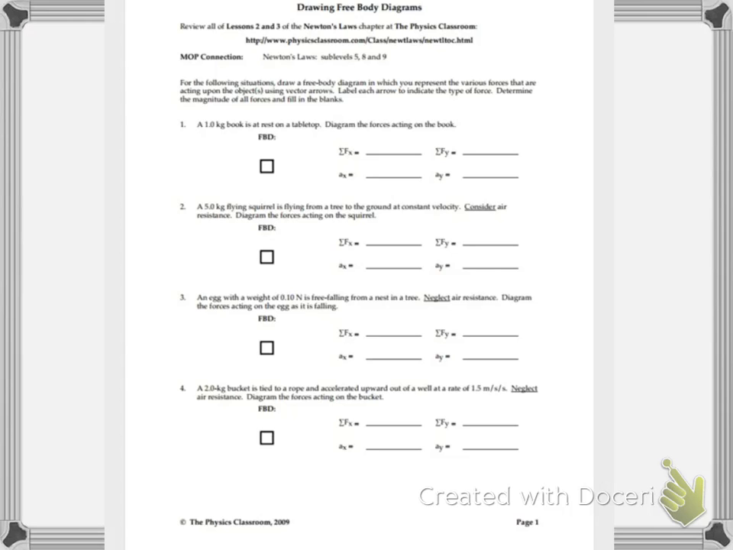Practicing with Newton's second law. To start, I'm going to write two equations up at the top. We have the sum of the forces equals mass times acceleration. I'm also going to write my force due to gravity equals mass times the gravitational field strength, the acceleration due to gravity, as we can call it now.